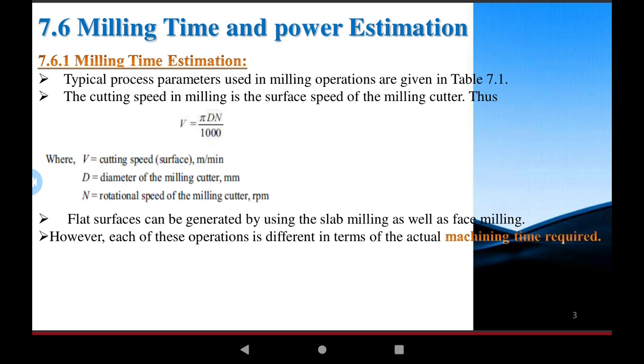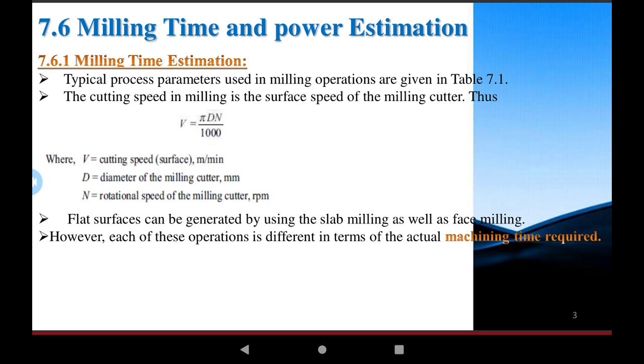The cutting speed in milling is the surface speed of the milling cutter. Thus we use the formula V equals pi D N upon 1000. V is the milling cutting speed, D is the diameter of the tool, and N is the number of rotations of the shaft. V is the cutting speed in surface meters per minute, D is the diameter of the milling cutter in mm, and N is the rotational speed of the milling cutter in rpm.